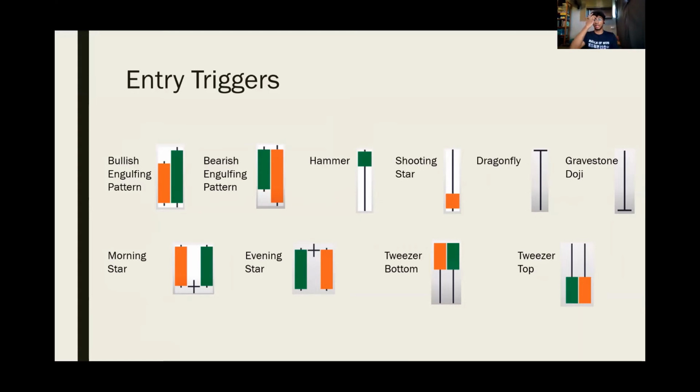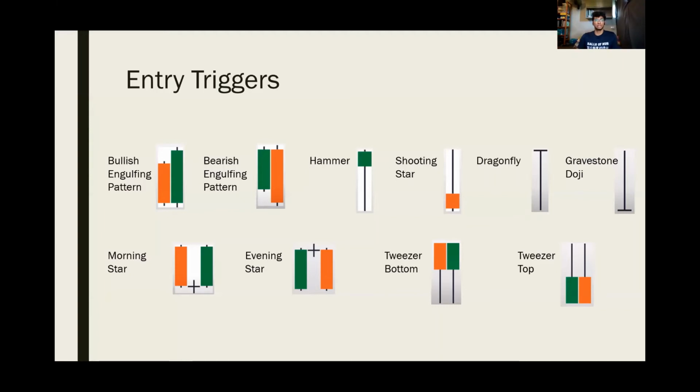There's also the dragonfly, which functions similarly to the hammer, but the only difference is that it doesn't have a body, so there isn't a green portion as you would notice on the hammer, and it's a sign of strength where the lower prices have been rejected and buying pressure has built back up to return the price of the instrument back to its opening price. So a gravestone doji is the exact opposite of a dragonfly and signifies a bearish movement.